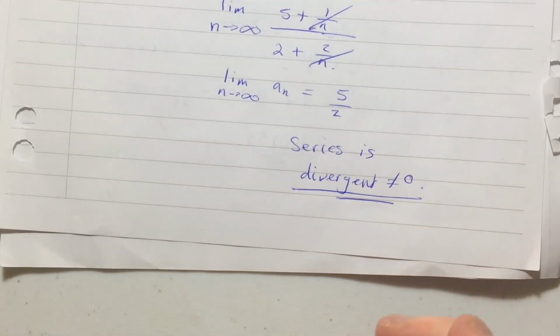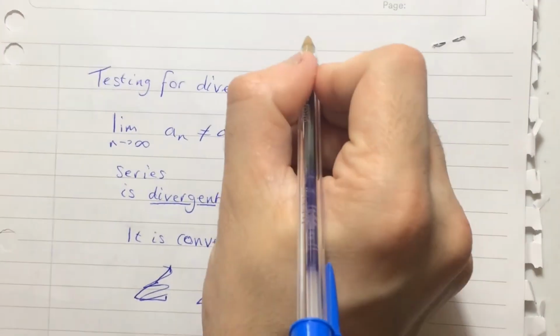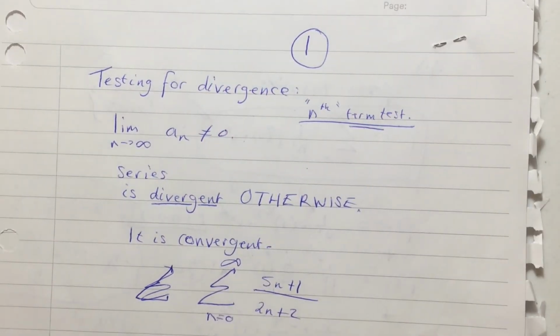So, yeah. Anyway, that's the end of the video. So this is the first example for testing the series for divergence, the nth term test. I hope this helped, and yeah, see ya.